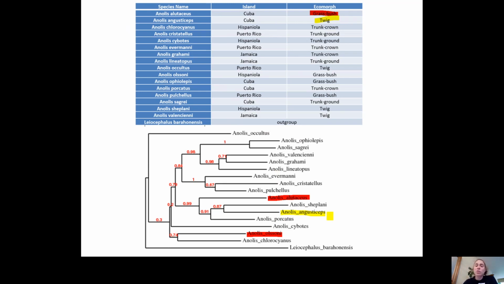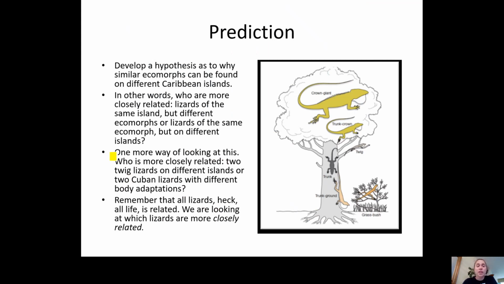So by the end, I should have two phylogenetic trees, the same phylogenetic tree, but color-coded, and I'm going to use that to then gather data on whether the lizards, let's go back, are more closely related by island or by ecomorph. So that's kind of what you're doing. And this is going to bring together how we use DNA, how we use phylogenetic trees, and how we can use those to then see how different lizards are related.